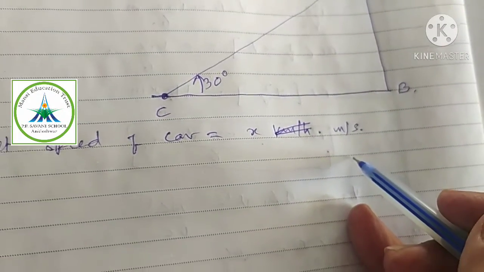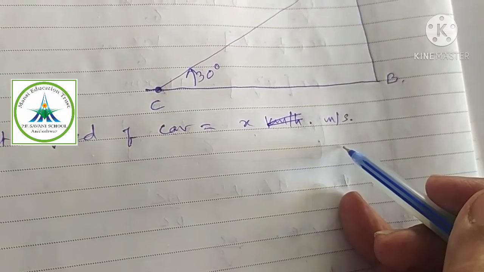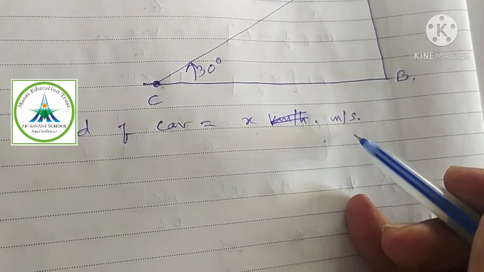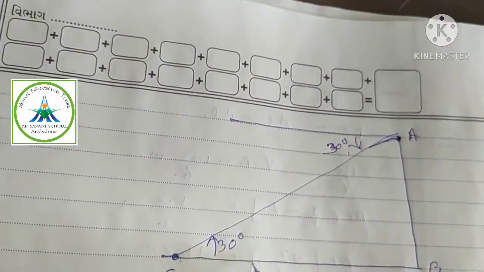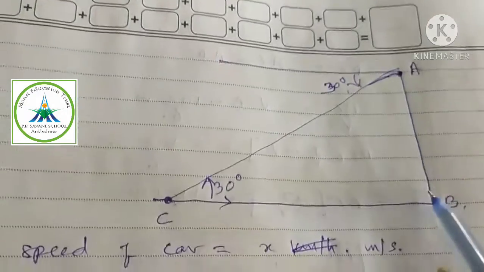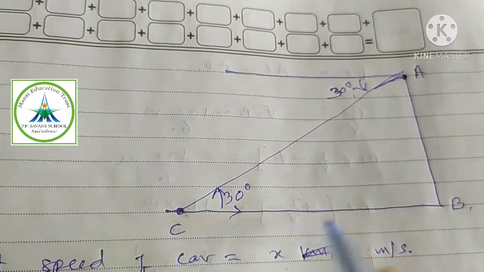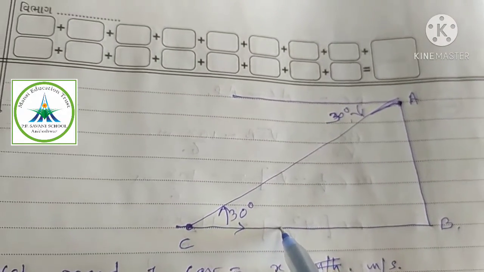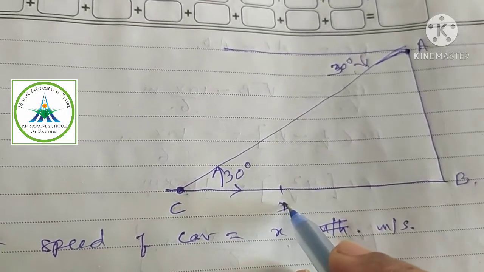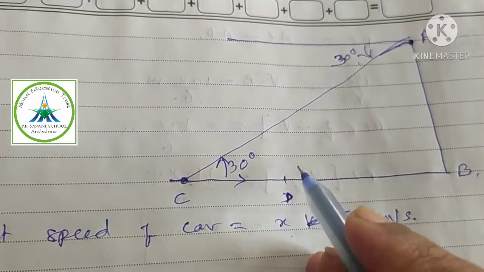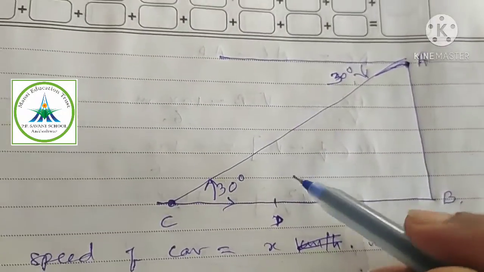Let us read further. 6 seconds later, the angle of depression of the car is found to be 60 degree. After 6 seconds, the car is approaching the tower, means it is moving towards B. So let us say this point D. After 6 seconds, the car is coming to point D on the road. Okay, and now join this. Let us join this one.